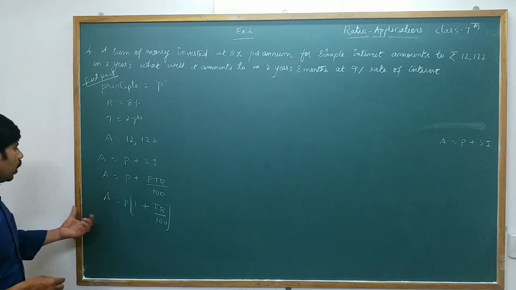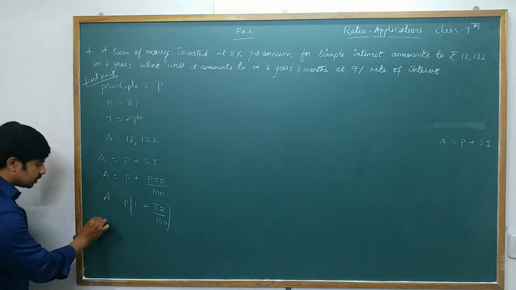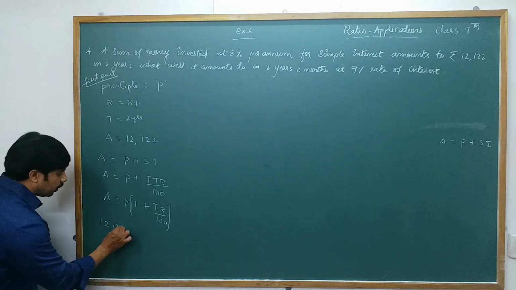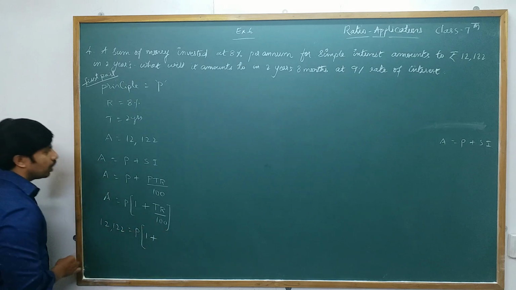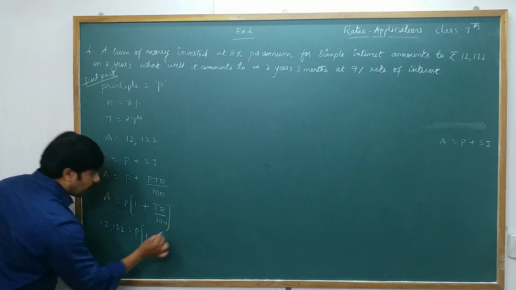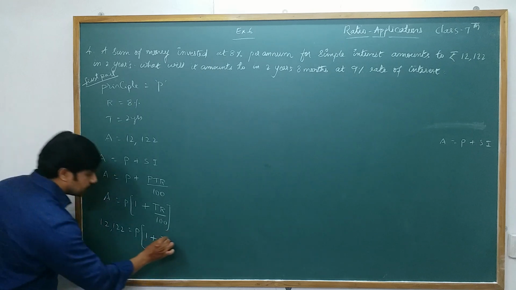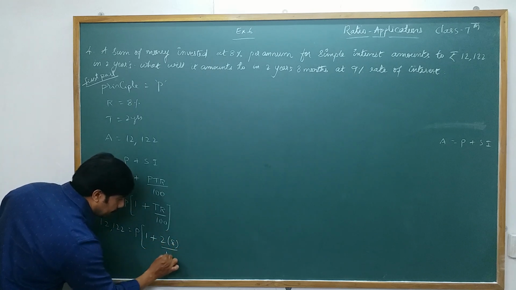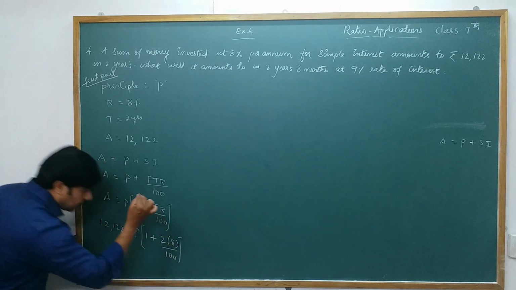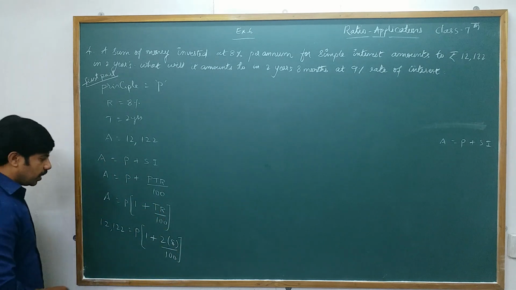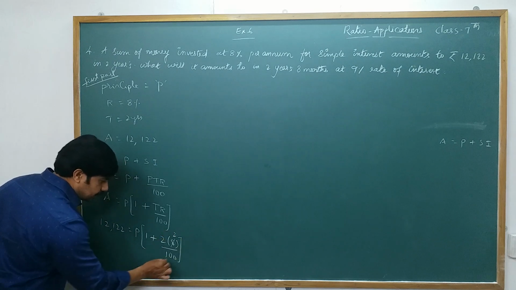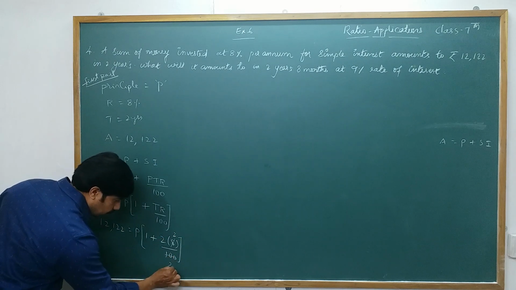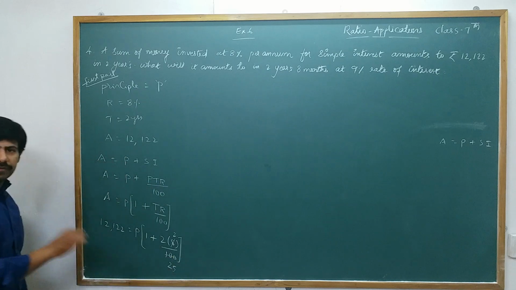Now I will substitute the amount. What is the amount given? It is 12,122, equal to P into 1 plus, what is T? T is 2, and R is 8% by 100. So here we will simplify this. 4 2s are 8, 4 25s are 100.